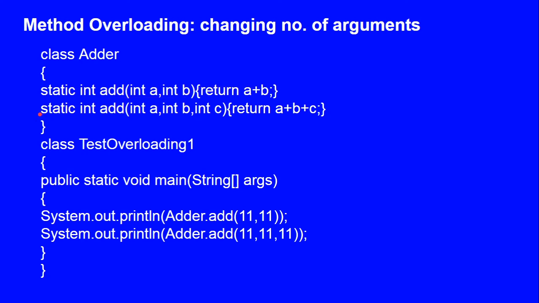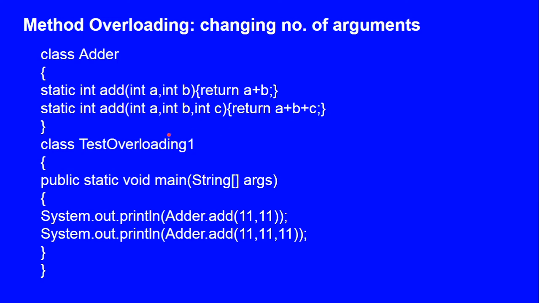Now static int add, int a, int b, int c. Here we have a different number of arguments: a, b and c. In the first method add there are two arguments a and b. In this method add there are three arguments a, b and c. The name of the method is the same, which is add. So this method is overloaded by having a different number of arguments, here 2 and here 3. Return a plus b, return a plus b plus c. This is the code of the methods.